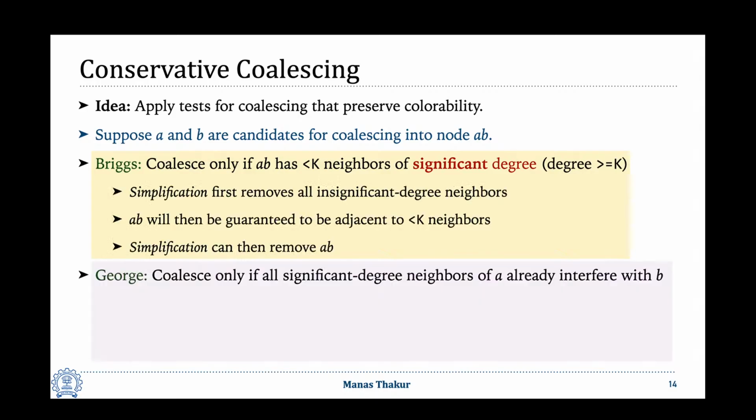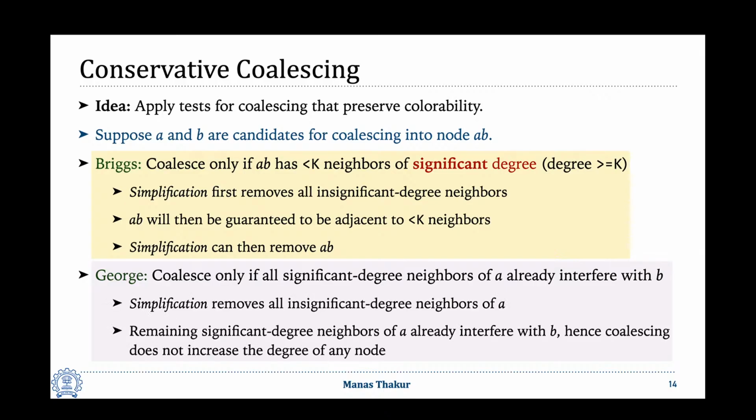And similarly, people have said, oh, if all of the nodes already interfere with all the nodes that the other guy interferes with, if the interference is a superset, maybe the degree is greater than or equal to k, but I am not introducing new interferences. So the degree is greater than or equal to k because it was already greater. So whatever the degree is, I am not adding new interfering neighbors. So in that case also I may be okay with coalescing them together, right?